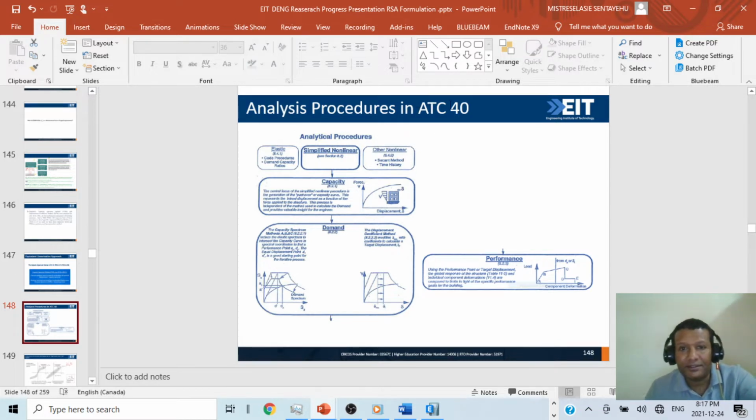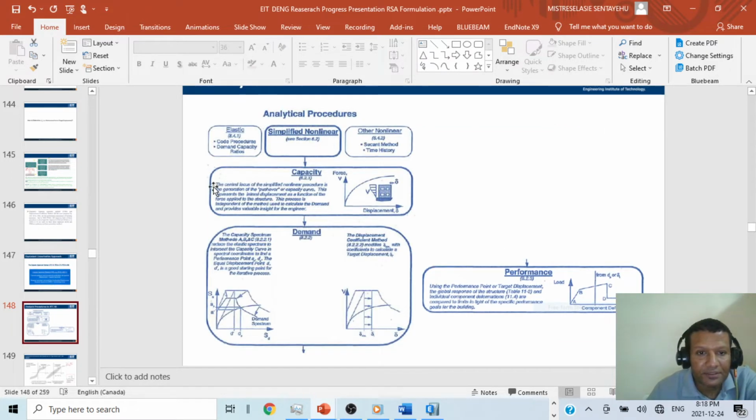Analysis procedure in ATC 40. Analytical procedures, as we discussed, this is the capacity. So we perform pushover analysis, and we will find the pushover curve, and we will change it into a force displacement curve. So using this curve for the demand part, the capacity spectrum and the displacement coefficient method both use this curve.